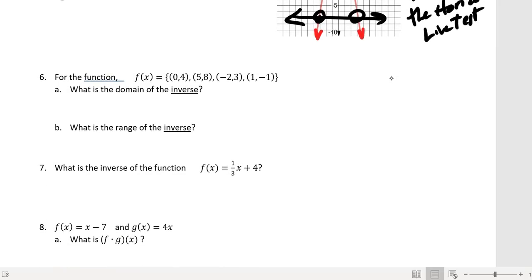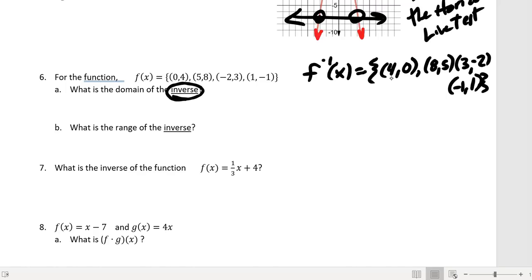Number 6, what is the domain of the inverse? Now this one is so easy to get confused and just not pay attention. It didn't ask for the domain of the function, it asked for the domain of the inverse. So we know that the domain of the inverse, right? Let's go ahead and write that inverse. We would take each output and make it into an input, right? So we know that our domain of our inverse will be those first coordinates. So 4, 8, 3, and -1. And I'm okay with not putting them in order. That's okay. Those are my domain of my inverse.